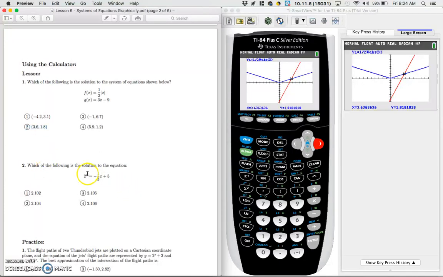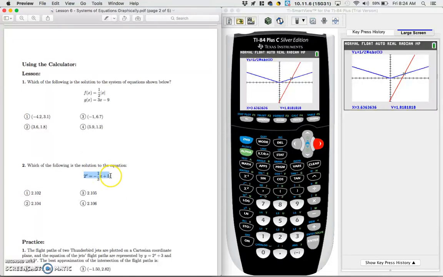So which of the following is the solution to the equation 2 to the x power equals negative 1 over 3x plus 5? So we talked about this last class. Equations of this type are impossible to solve in a closed form algebraic way. They're called transcendental equations. I didn't say that last class, but I think the vocabulary might help you. And to solve transcendental equations, because algebraic solutions don't work, we often solve them graphically.